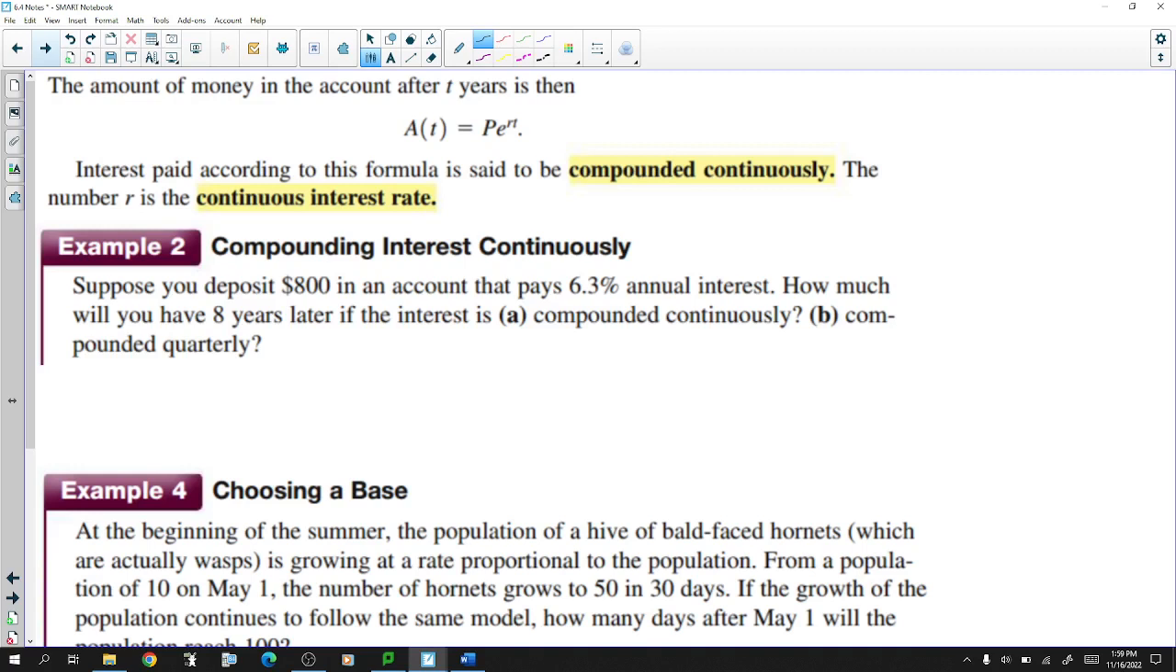The amount of money in the account after t years is P e to the rt if we compound continuously. So continuous interest rate is the PERT formula. So let's try these two problems. I've worked out the decimal answers, and I assume you can punch this into your calculator and get a correct answer. So we're just going to write the answers.